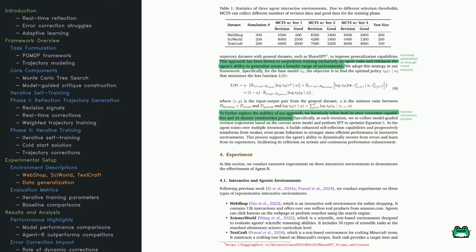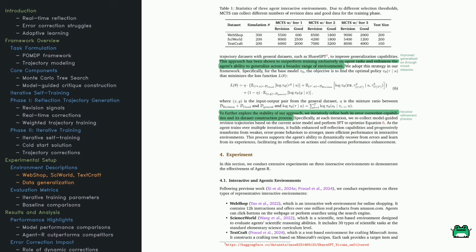Now, to make the agent generalize better across these environments, the framework combines trajectory data with broader datasets like ShareGPT. Think of this as teaching a student by mixing practice problems with real-world examples. This approach not only improves task-specific performance, but also prepares the agent for unseen challenges.